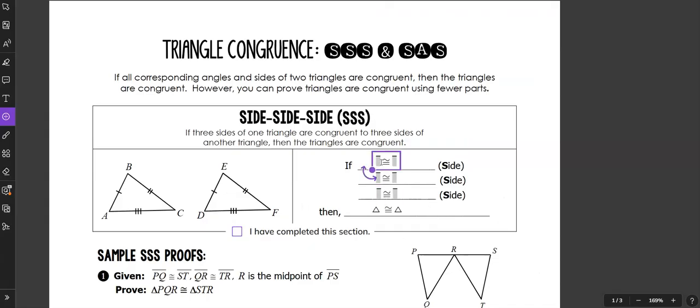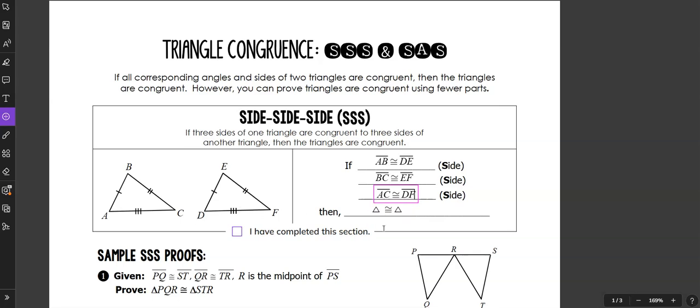All right, so let's go ahead and fill in our blanks. If side AB is congruent to DE, and then we want to go with the next side, BC, and we can see that that is congruent to EF. And then finally, if the last side, AC, is congruent to DF, then it's side, side, side. All three sides are congruent. So that means the triangles are congruent.